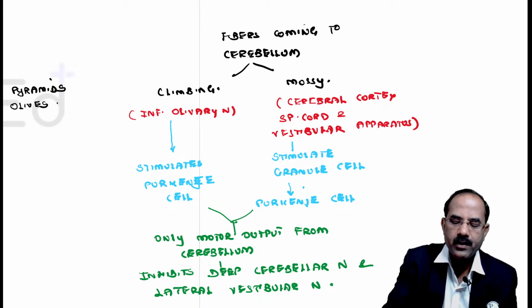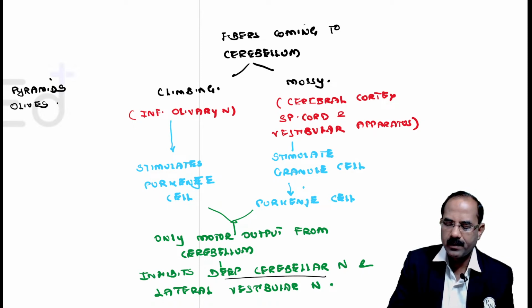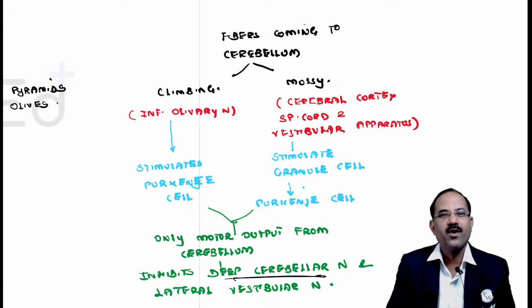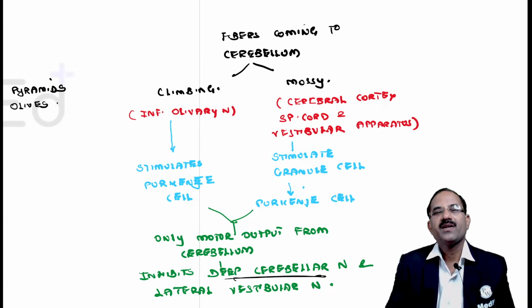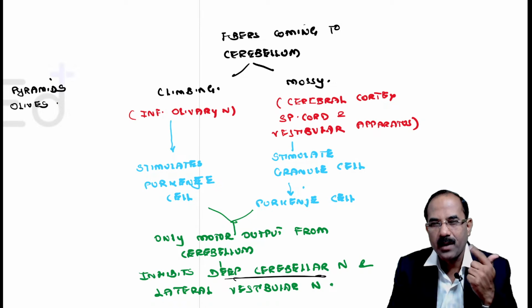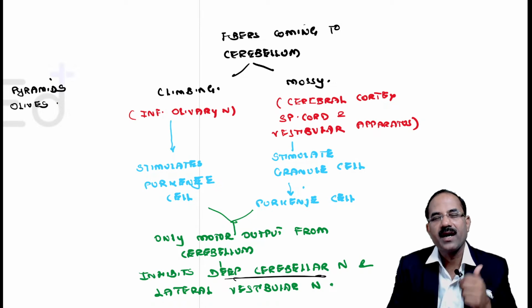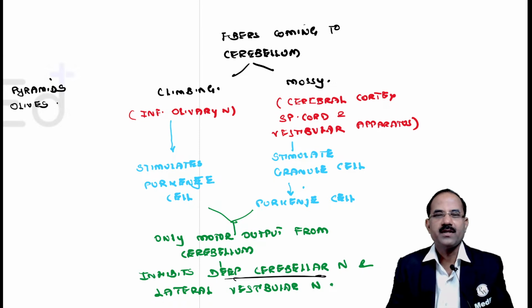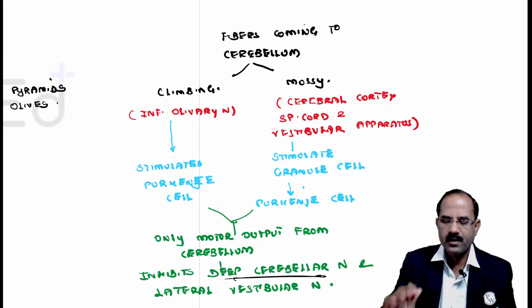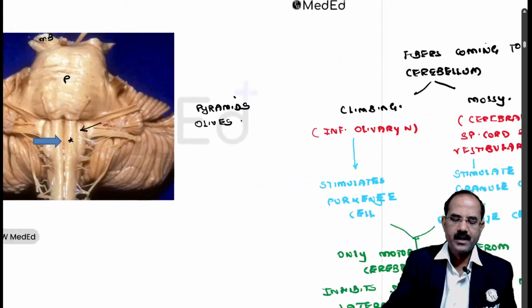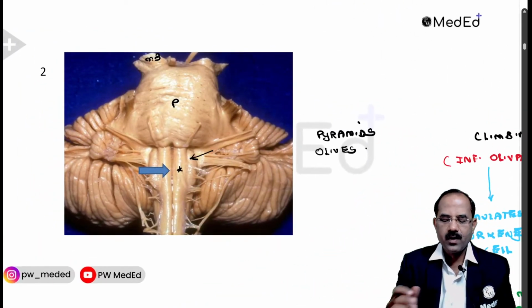What are these deep cerebellar nuclei? Those four nuclei of the cerebellum: nucleus globosus, nucleus emboliformis, dentate, and nucleus fastigii. These are the deep nuclei, the four nuclei. Okay, clear to all of you? Right. So that's about the olives.